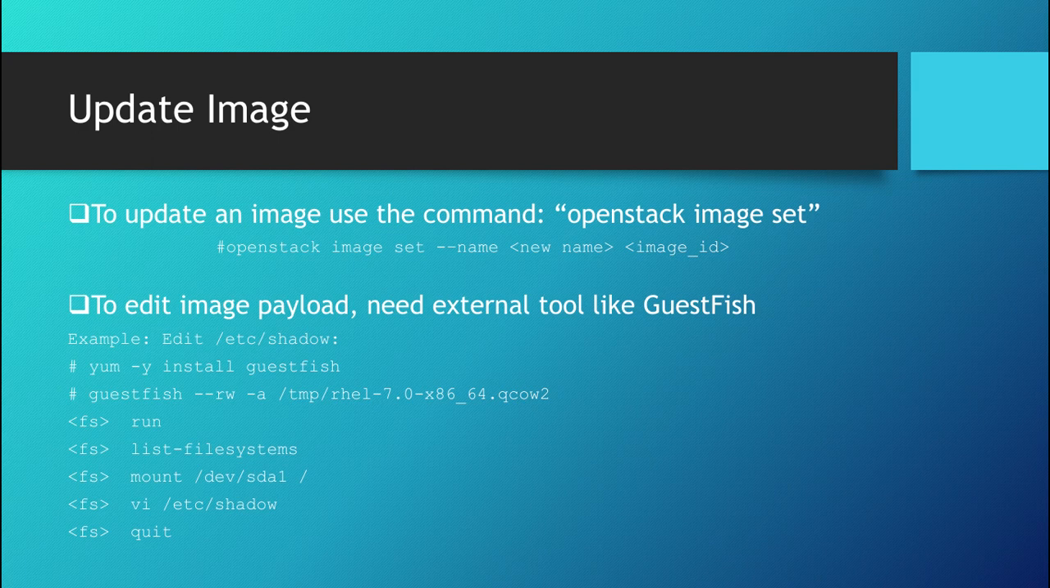Now suppose you want to modify the /etc/shadow file, so you mount /dev/hda1 onto /, so it will mount the root disk for that image, and then you open vi /etc/shadow and make the changes inside your shadow file. Once you are done with that, you quit from the console. This also will save the modification whatever you have done to that image. Then once it's done, you re-upload the image to your Glance.